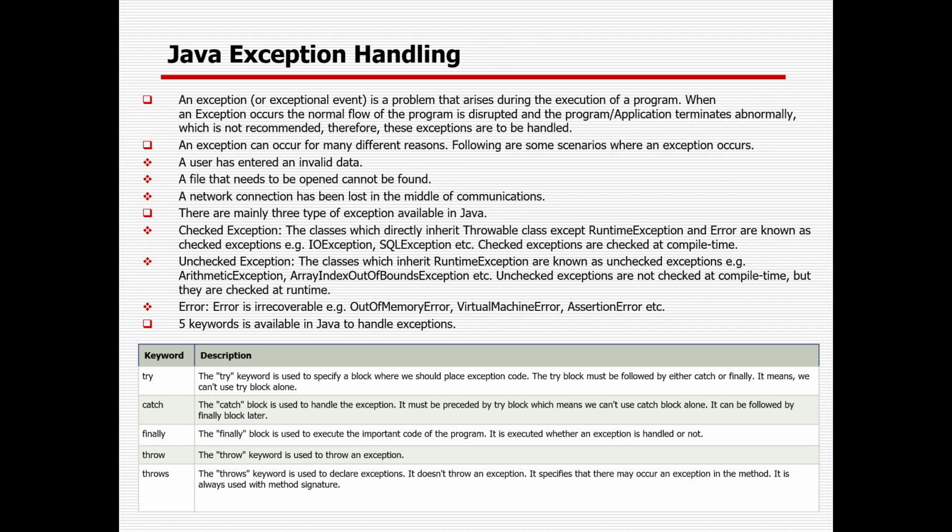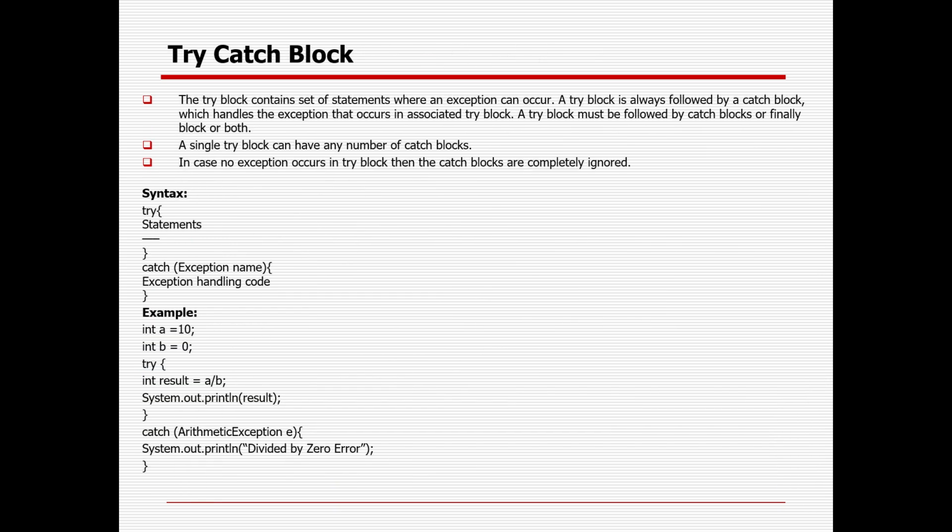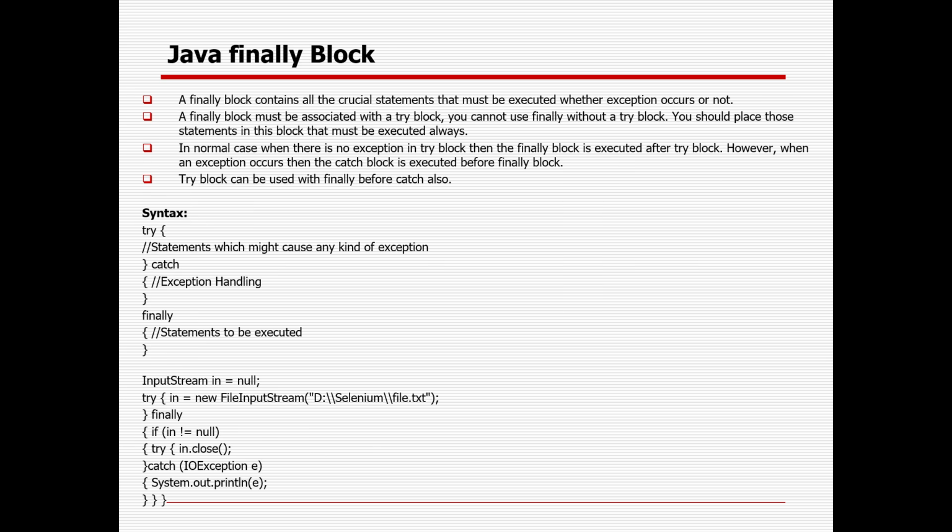So five keywords are available to handle the exception: try, catch, throw, throws, and finally. A try block will be followed by catch or finally to handle the exceptions. In case an exception is not triggered, your catch block will be completely ignored, but the finally block will always be executed irrespective of whether the exception occurs or not, guys.